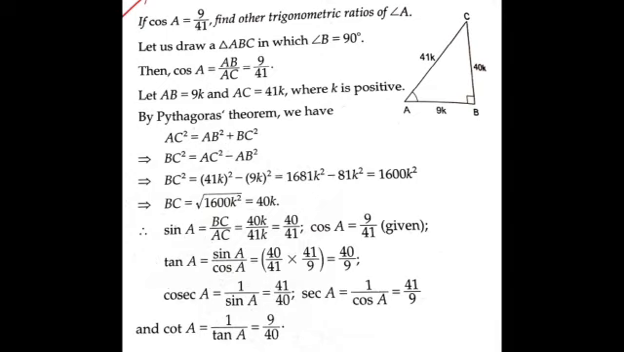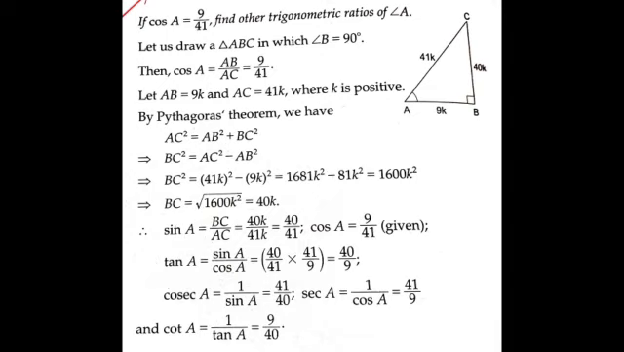Now let AB is equal to 9K and AC is equal to 14K. Here it is very important to note, never write AB is equal to 9 and AC is equal to 14, because it is in the ratio as cos A is equal to 9 by 14, which is equal to base by hypotenuse. So never do this mistake of writing base equal to 9 and hypotenuse is equal to 14. Always take a variable there where K is any positive.